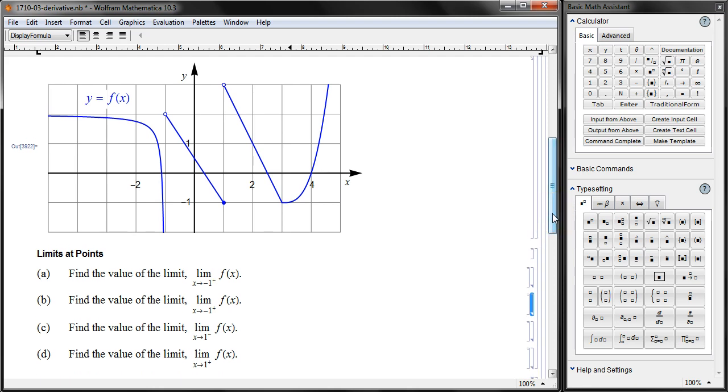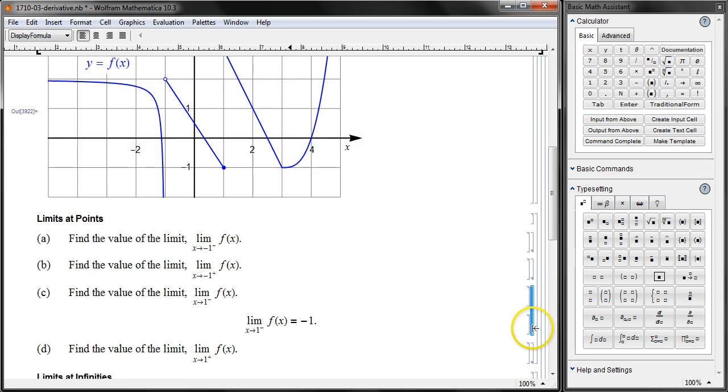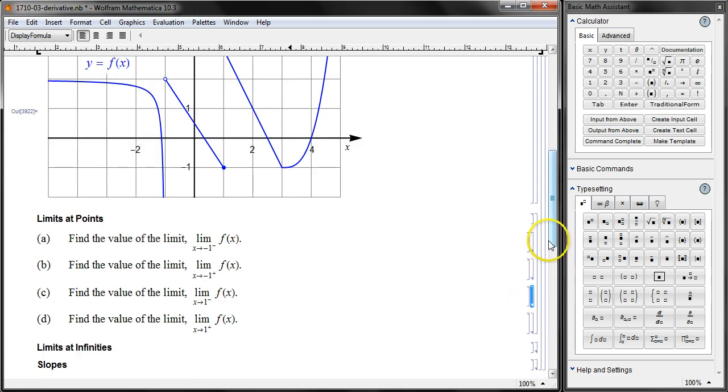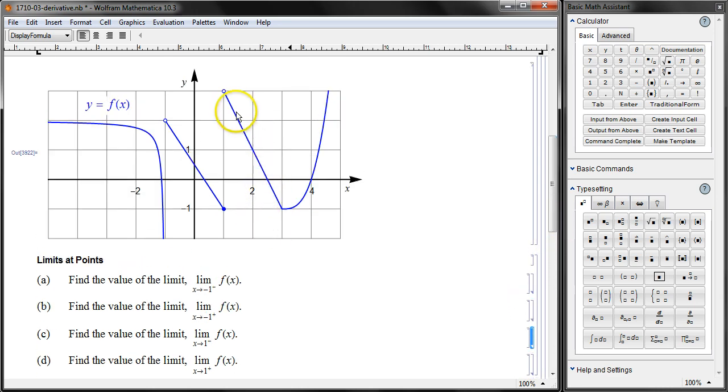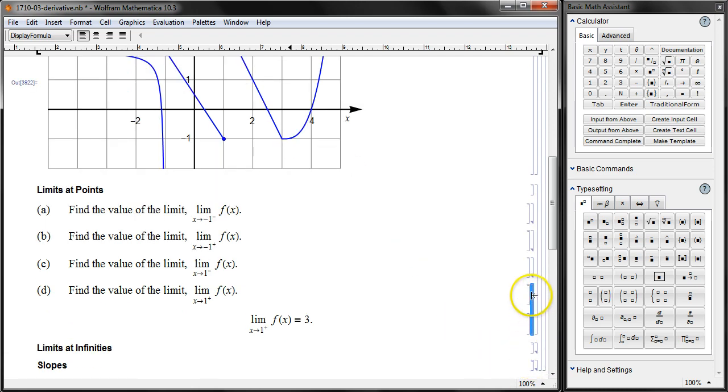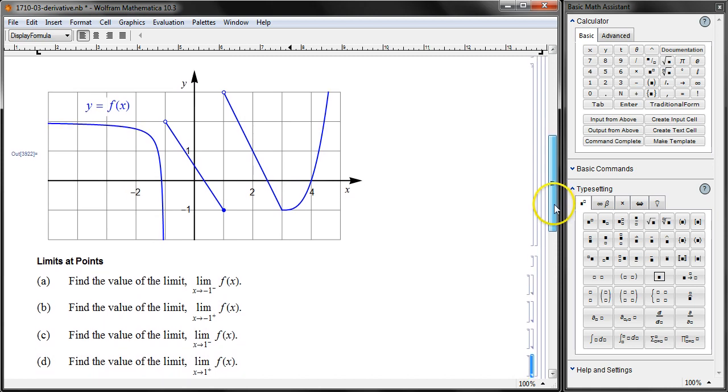How about x equals 1 here, coming from the left hand side and coming from the right hand side? From the left hand side, what do you get? The y coordinate is negative 1, easy to see. And from the right hand side, the y coordinate stops at 3. Only this one is going down to negative infinity, because only this one is asymptotic.